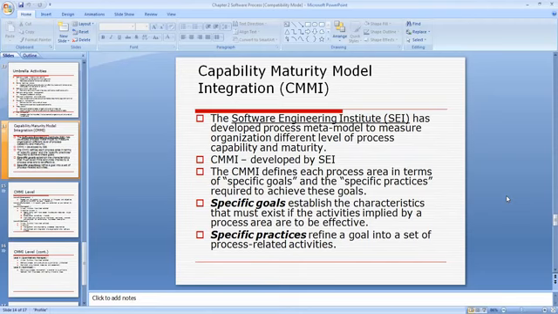Then we will now see the first model, that is called the CMMI model, the Capability Maturity Model Integration. It is CMMI, that is Capability Maturity Model Integration.